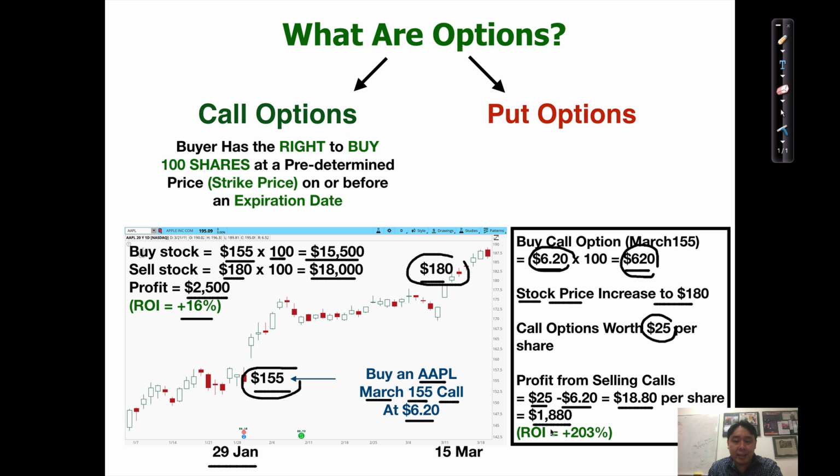You may say, hey, isn't it less than $2,005? Yeah, it's a bit less, but this time you only required $620 in capital. So if you take 1,880 divided by 620, your return on investment is now 203%. So again, off the bat, by using a call option, what happens? You get a much higher return on your capital compared to buying the shares itself, and you require less capital.